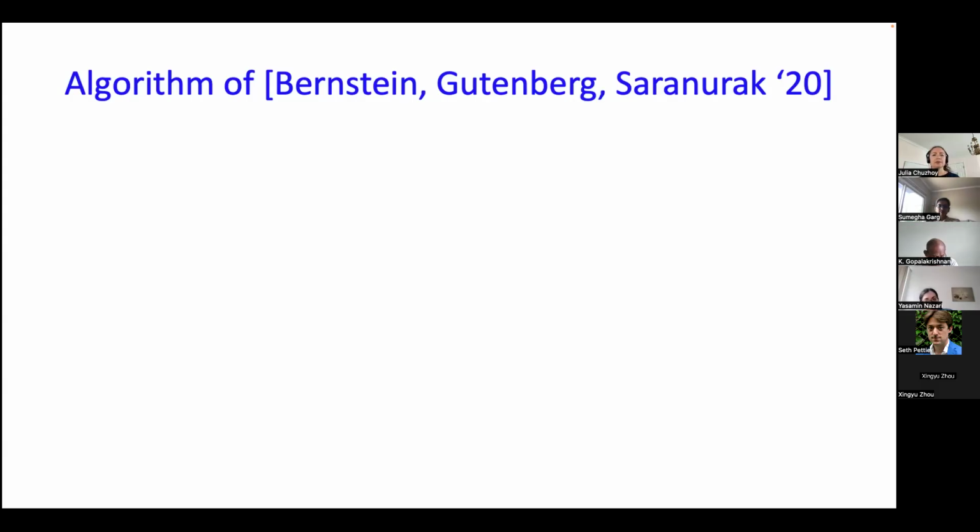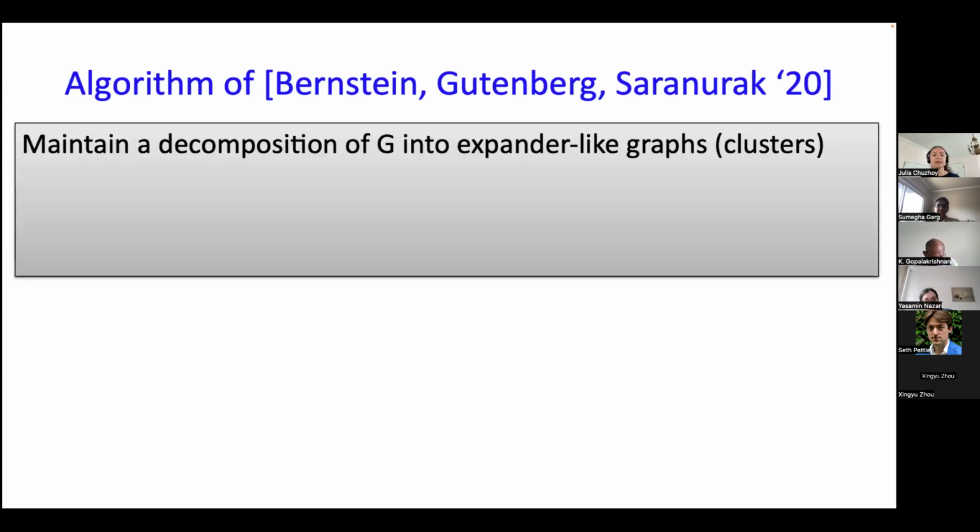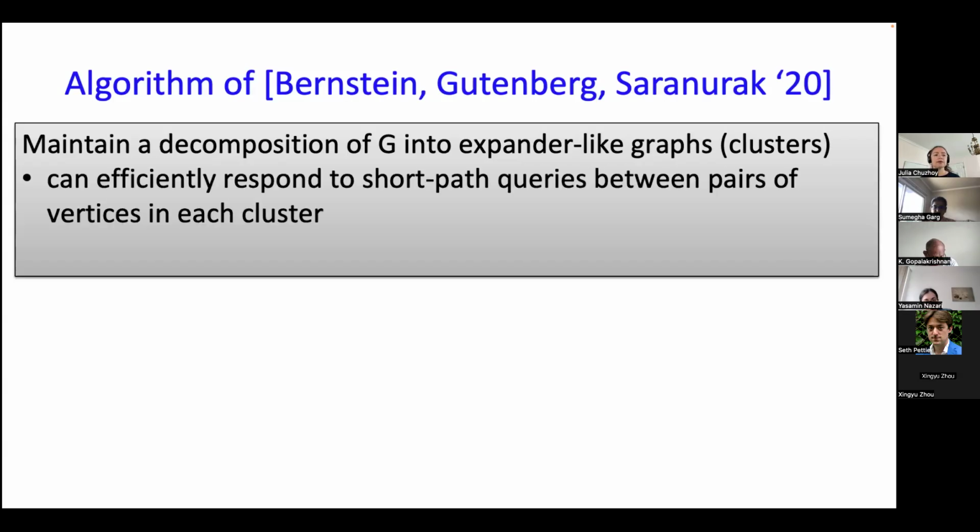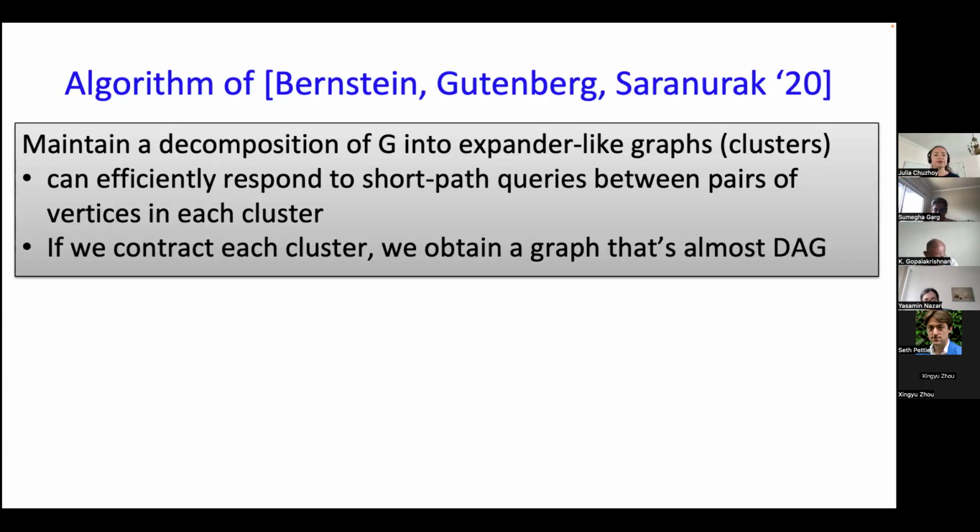The algorithm can be thought of as consisting of two big parts. The first part maintains a decomposition of the graph into expander-like subgraphs, which I'm going to call clusters. And this algorithm also supports short path queries between pairs of vertices inside each cluster. So if you give it two such vertices, it will return a short path connecting them. Another important feature is that if we take our original graph and contract every cluster into a single vertex, then this contracted graph looks almost like a DAG.